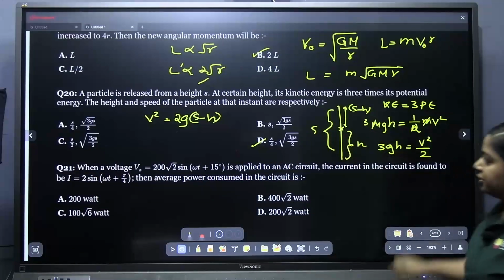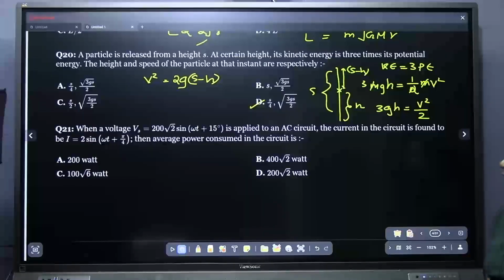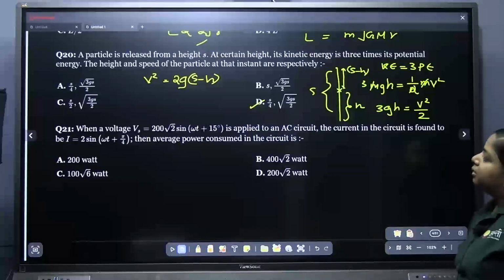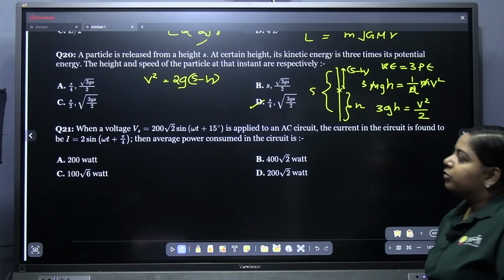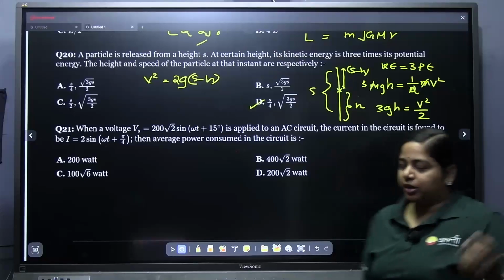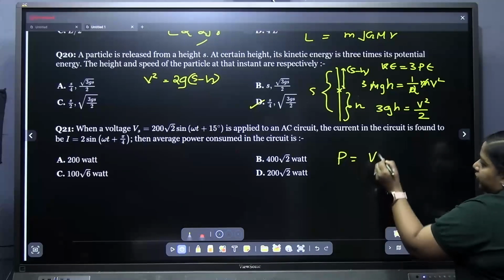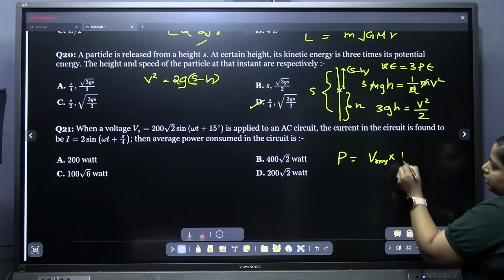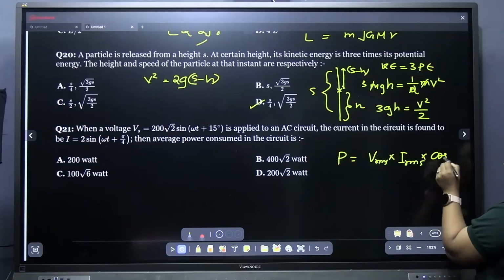Okay, moving on to the next question. When a voltage Vs equal to 200 root 2 sin(omega t plus 15 degree) is applied to an AC circuit, current in the circuit is found to be 2 sin(omega t plus pi by 4). Average power consumed in the circuit? Average power equation is equal to Vrms into Irms into cos phi.